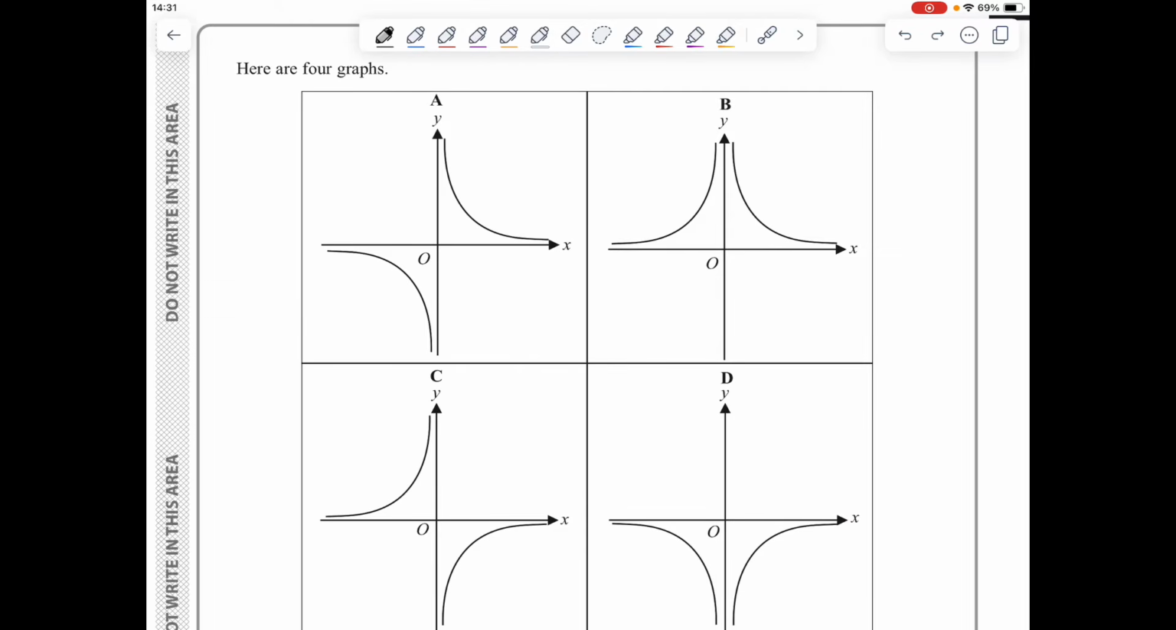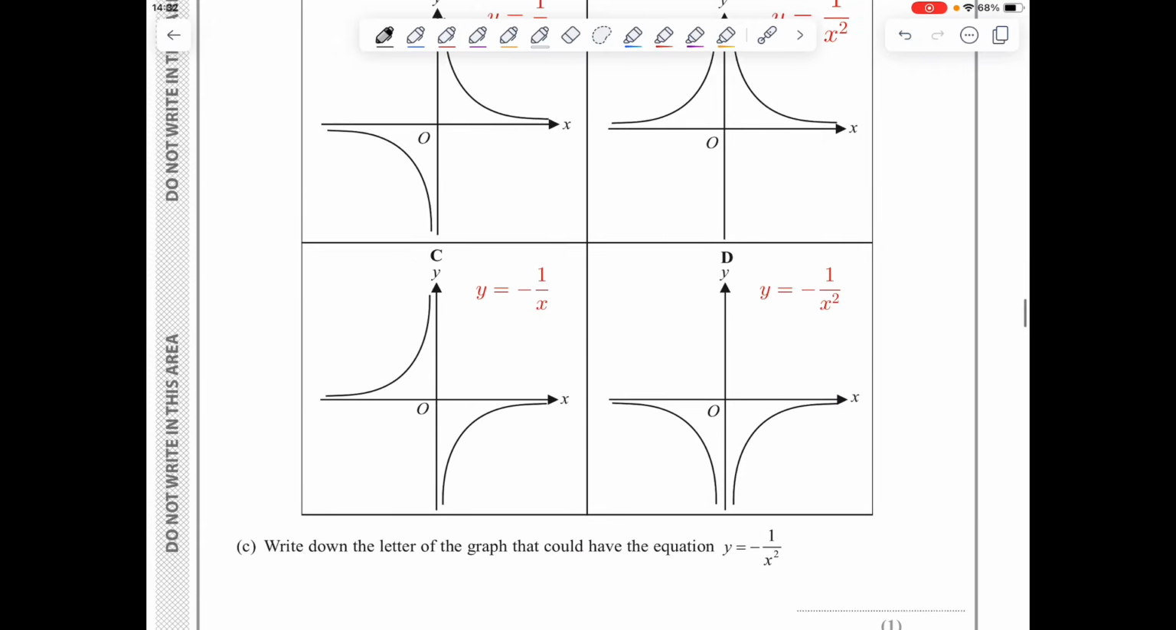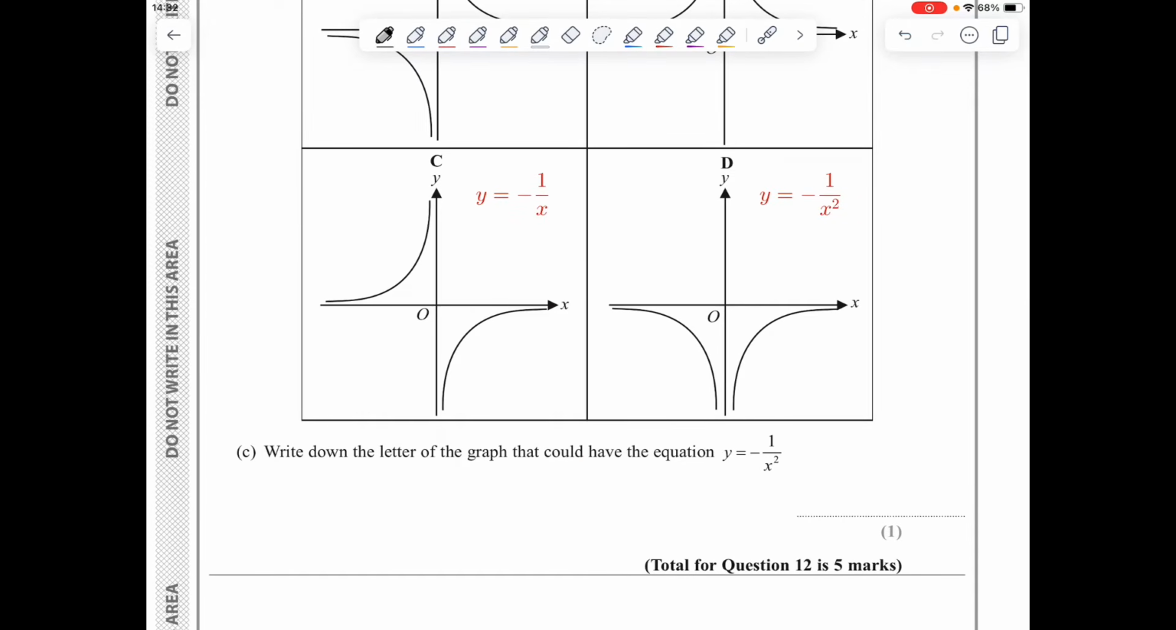For part C, I have 4 graphs that I need to identify. The 2 on the left are the reciprocal functions, y is equal to 1 over x at the top and y is equal to minus 1 over x at the bottom. And then on the right, I have the square reciprocal functions, y is equal to 1 over x squared for the top and y is equal to minus 1 over x squared for the bottom one. And we're asked to identify which graph is y is equal to minus 1 over x squared, and this is graph D.